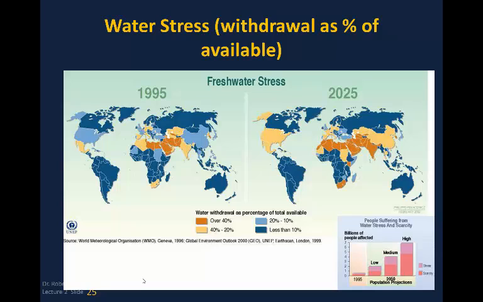Here's just another graphic of withdrawal as a percent of available water. This is another look at water stress in the sense of withdrawals and what we're using versus what's available. And obviously, if you use more than what's available over time, you're going to get into a deficit situation. So you can see those areas line up, 1995 to 2025. You can see that if we continue in these trends, we're going to have areas of water stress in the United States and Mexico. You can see they increase even into Asia and parts of Europe.